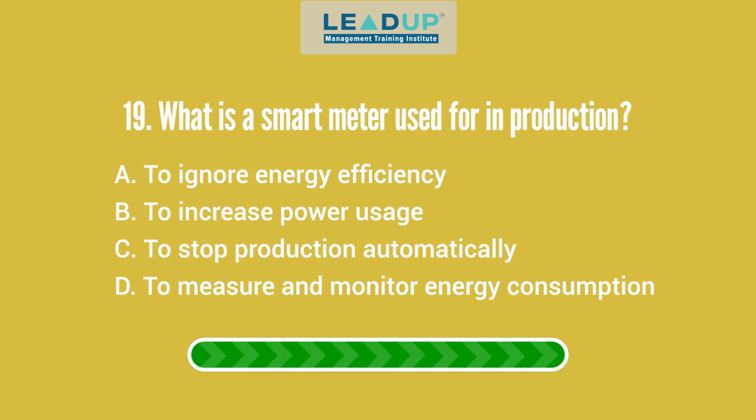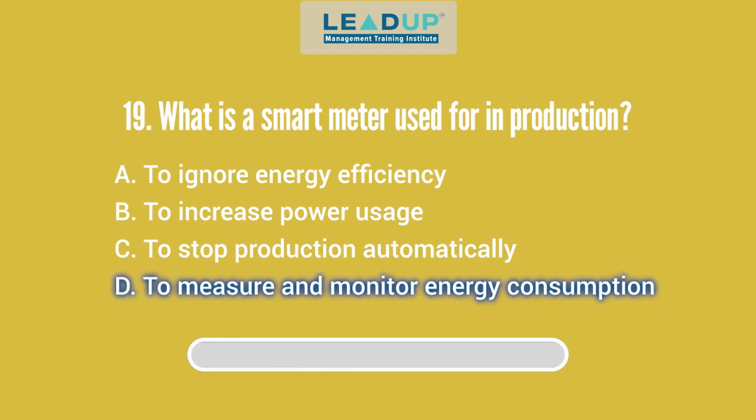Question 19. What is a smart meter used for in production? A. To ignore energy efficiency. B. To increase power usage. C. To stop production automatically. And D. To measure and monitor energy consumption. The answer is to measure and monitor energy consumption.